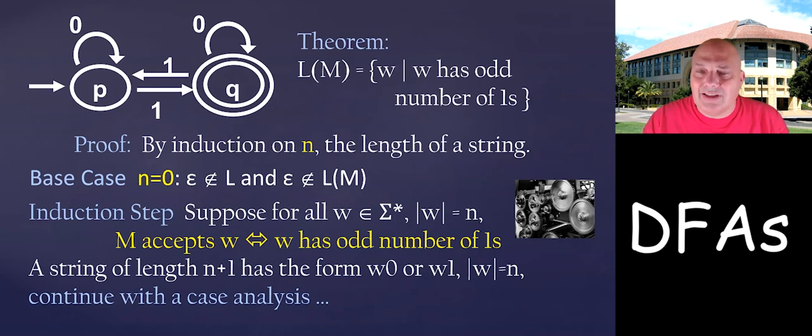If W has an odd number of ones, then a 0 means that it is accepted. It is in the language, which means that it is in the accept state. It reaches the accept state, and the 0 will keep it in the same place. On the other hand, a 1 will say that it no longer has an odd number of ones, and it will also move it to a reject state. So looking at the four cases, in the case analysis, we can show that a string of length n+1 is accepted if and only if it has an odd number of ones.